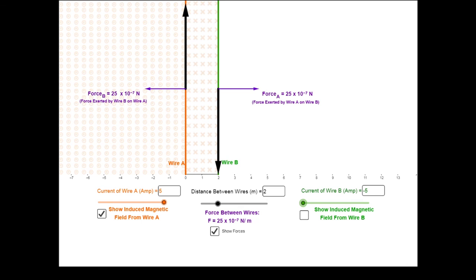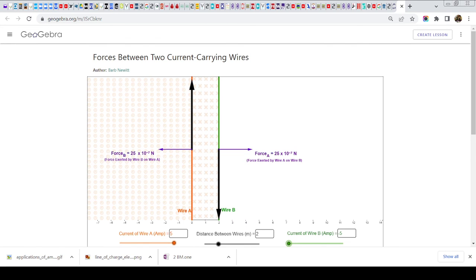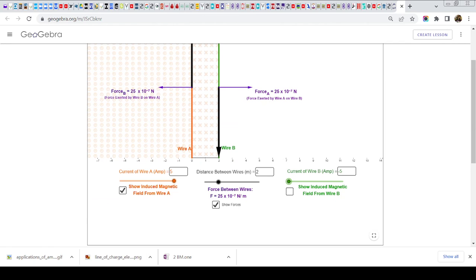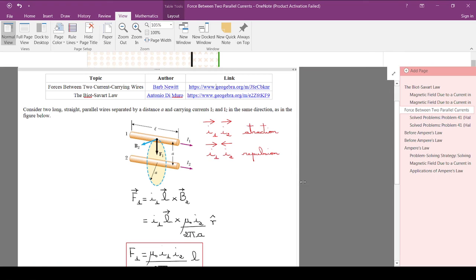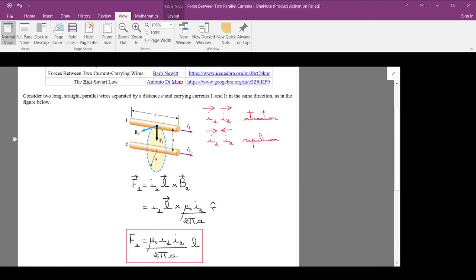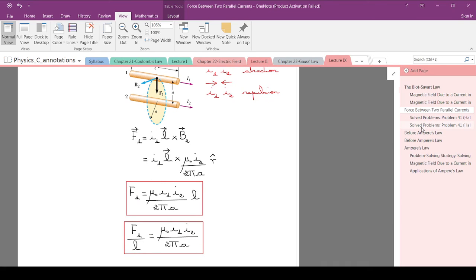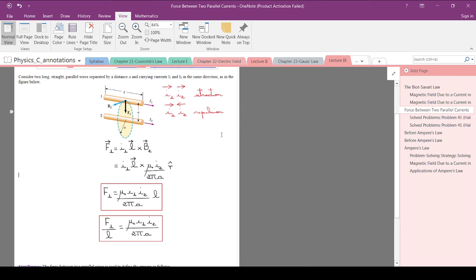Okay, very nice. I will leave this for you guys; you can play with this simulation later. That's all I want to say now, and I would like to move to the next part of the class where I'm going to show you Ampere's law.